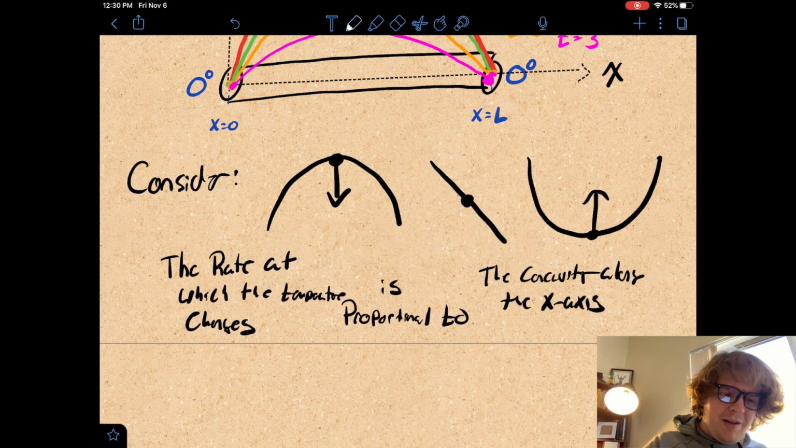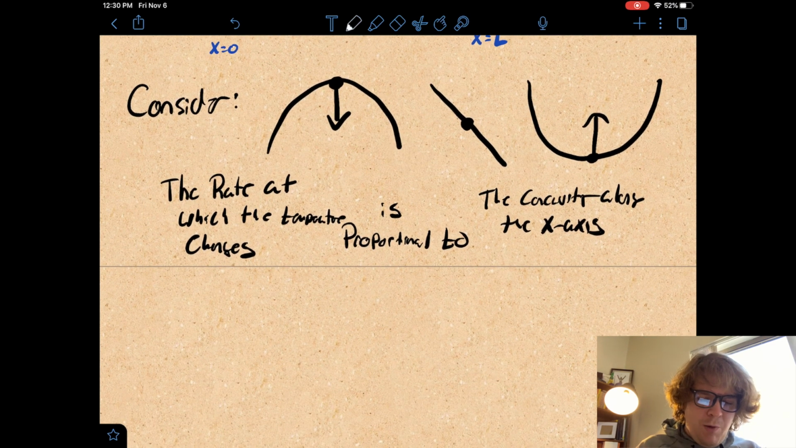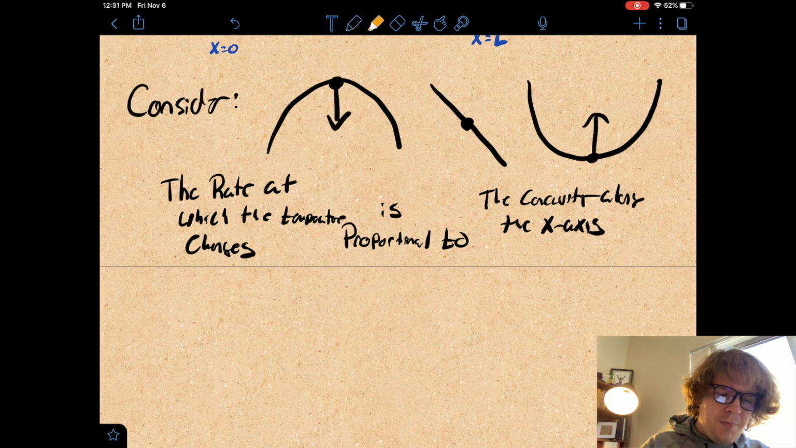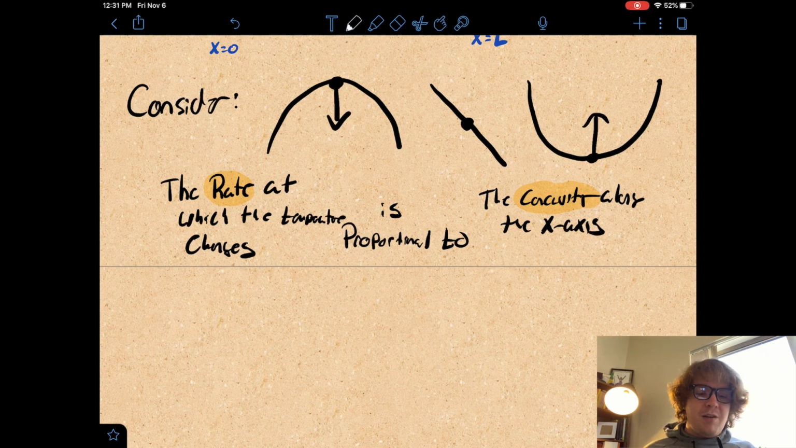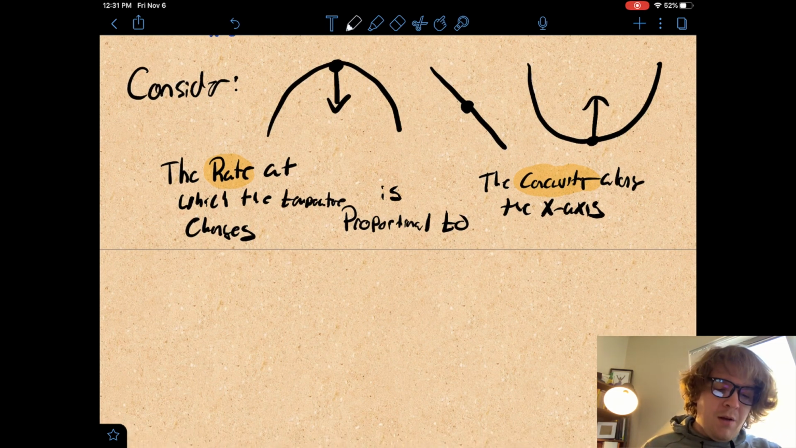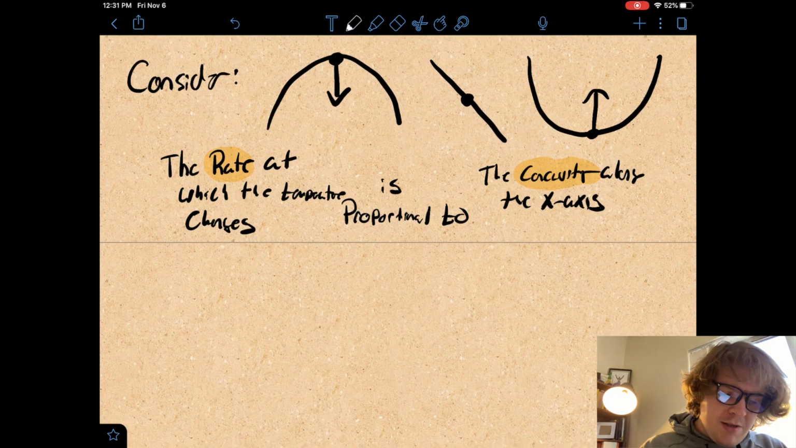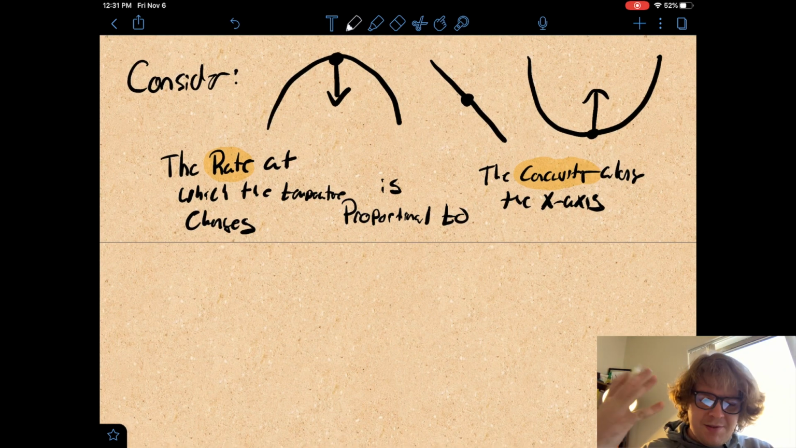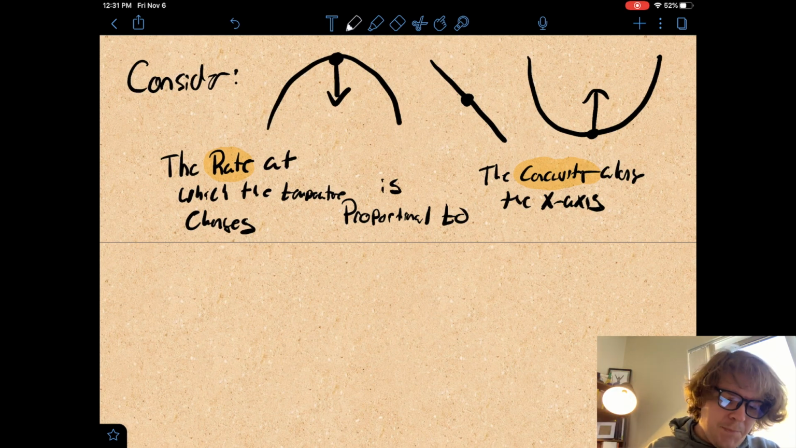And if you're one of my calculus students, you're probably seeing two words here that scream some calculus at you. Those two words are this idea of a rate and this idea of concavity. These are two words that sound like they'd come up in a Calc 1 class, and they're two words that we used all the time when we were studying ordinary differential equations. So let's see if we can turn this mathematical sentence into a mathematical equation, right?